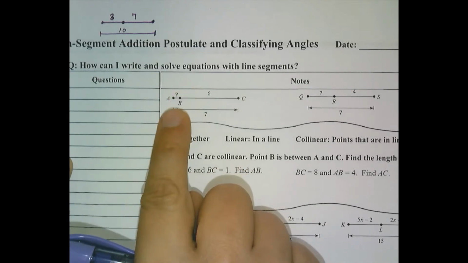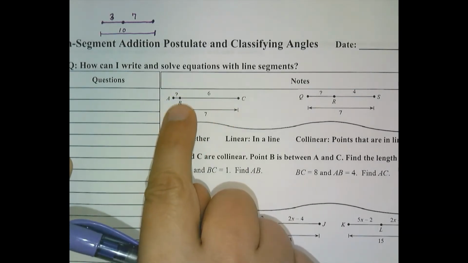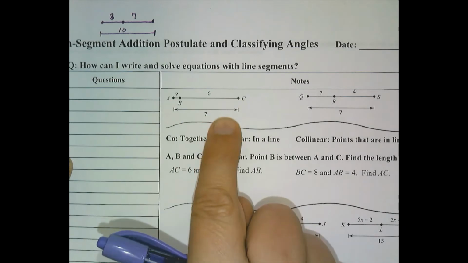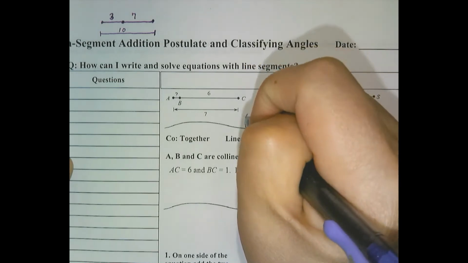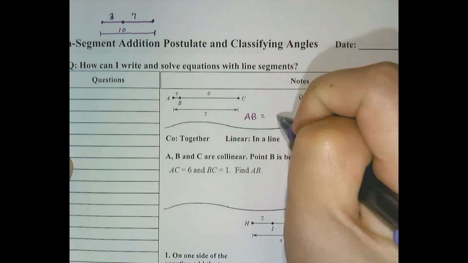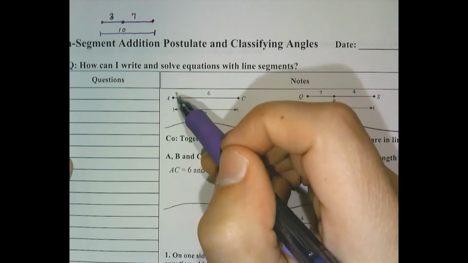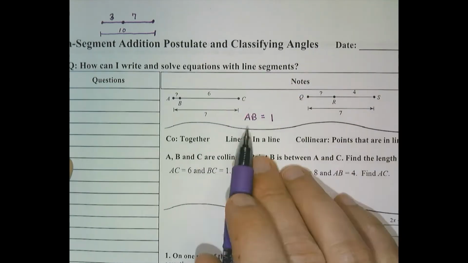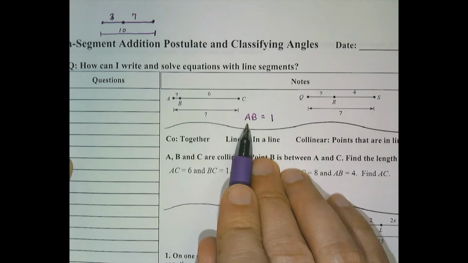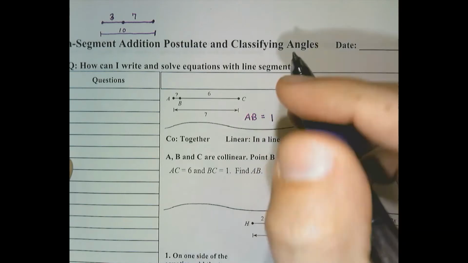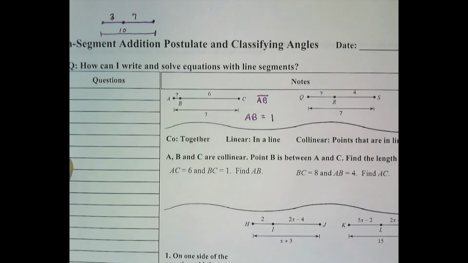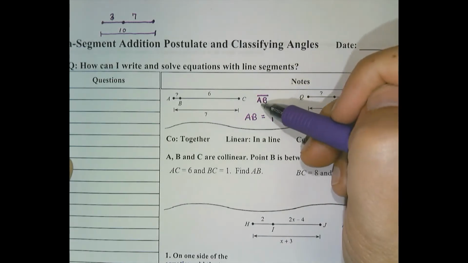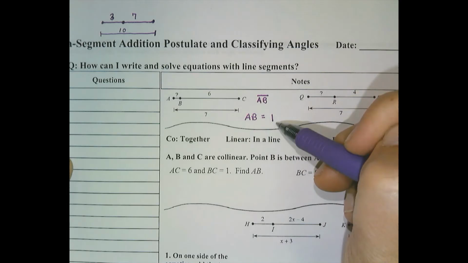So here we go. We have two segments, AB and segment BC, and we know that the sum of the two of them is 7. If BC is 6, then we are able to conclude that AB is equal to 1, because 1 plus 6 is 7. When we write a line segment length, we would write AB. If we were just referring to the geometric shape of the line segment, that's the symbol for the geometric shape. So this is a shape, this is a measurement of the shape.